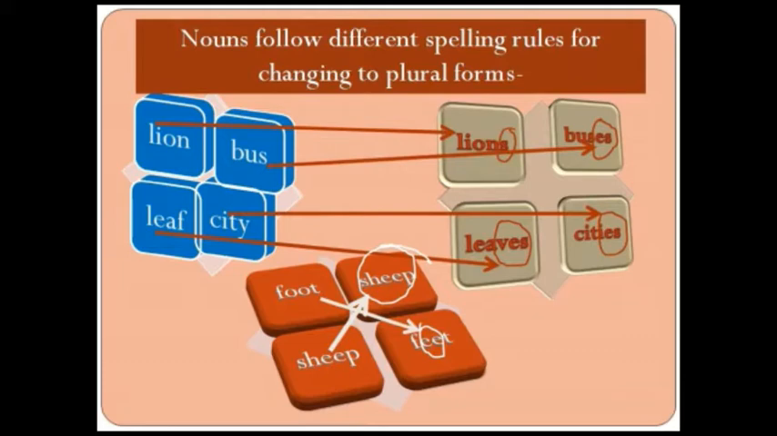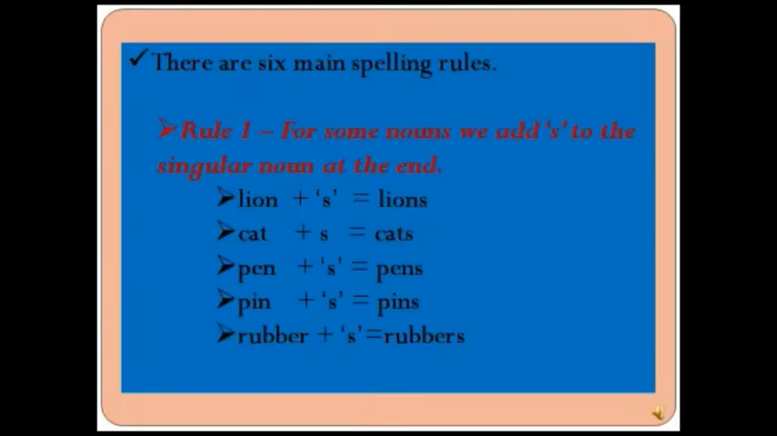If you look at the words in the brown, the word foot has been changed to the plural by changing double O to double E. This seems to be a change in the vowel. And the word sheep is different from all of them. It has not changed at all. Let us learn the 6 main spelling rules for changing the singular nouns to their plural forms.